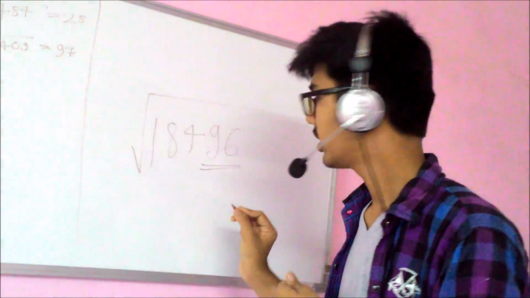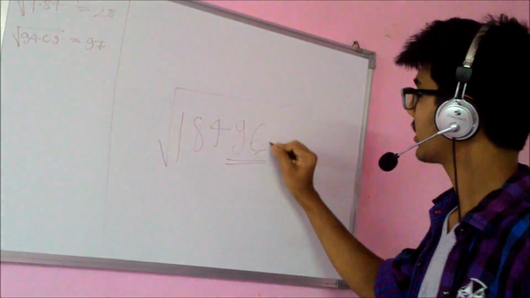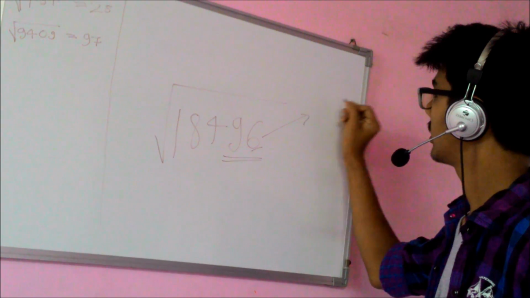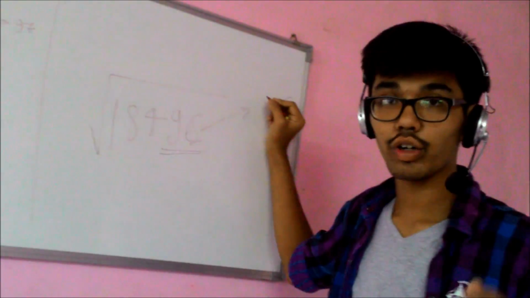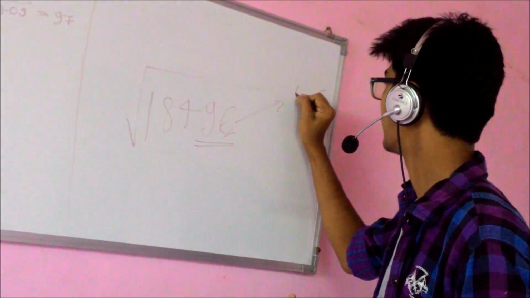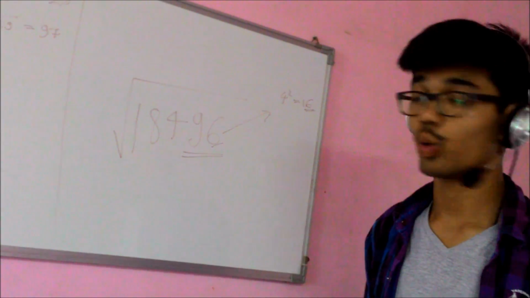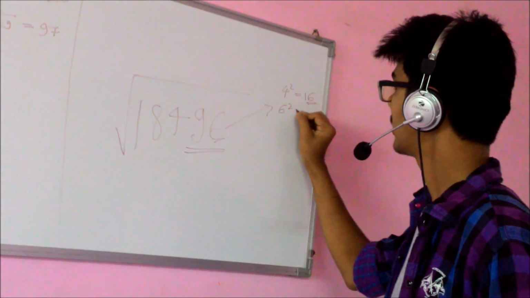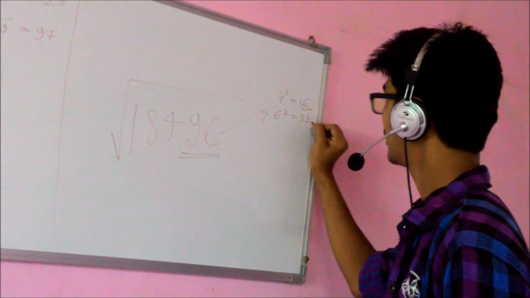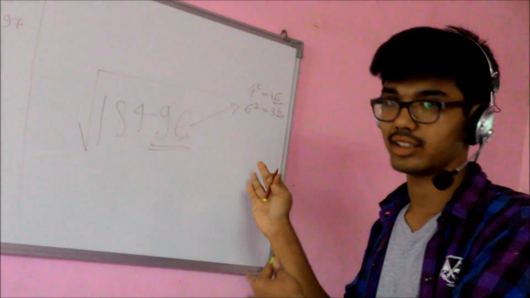Taking the last two digits. The last digit is 6. The square of 4 is 16. The last digit is 6. Also, the square of 6 is 36. Again the last digit is 6.